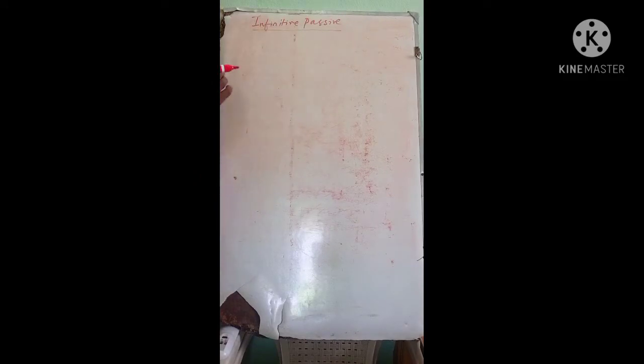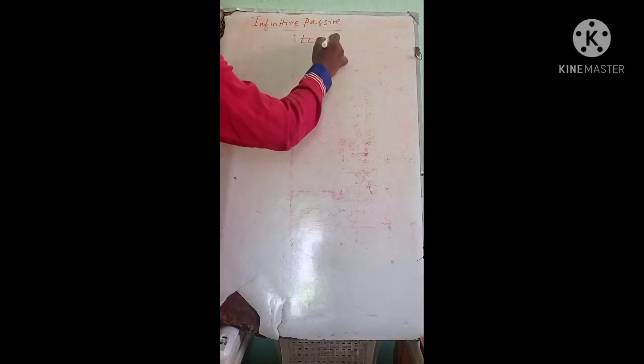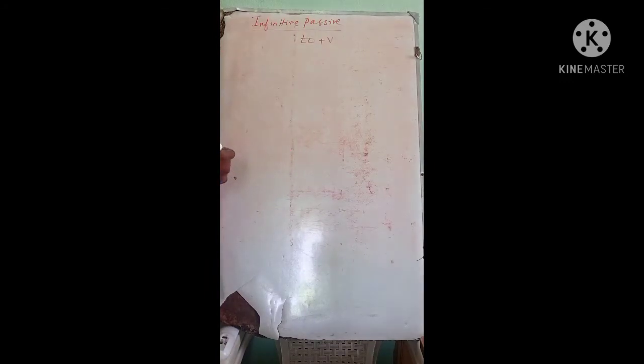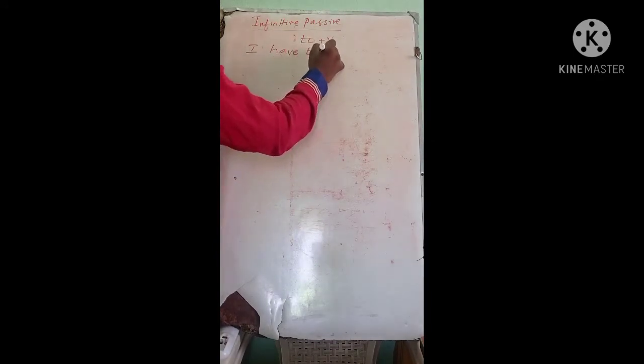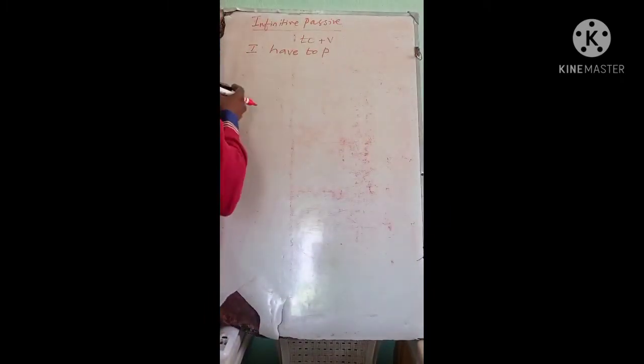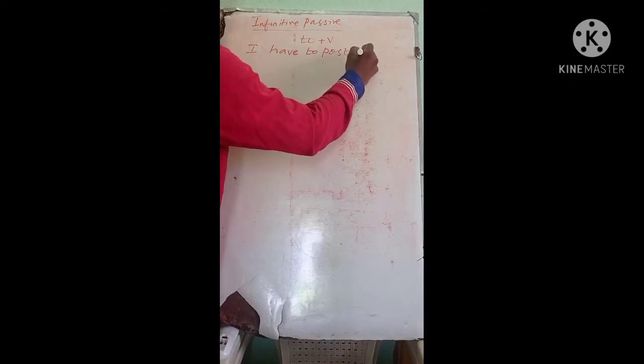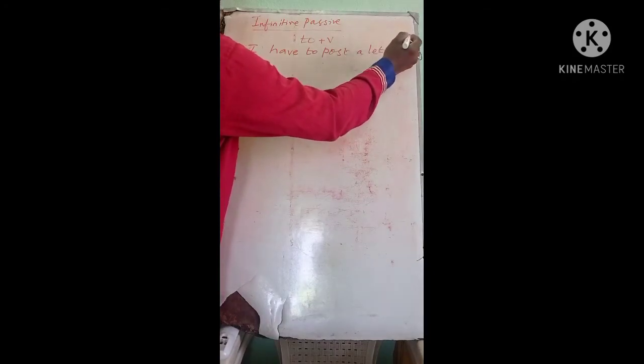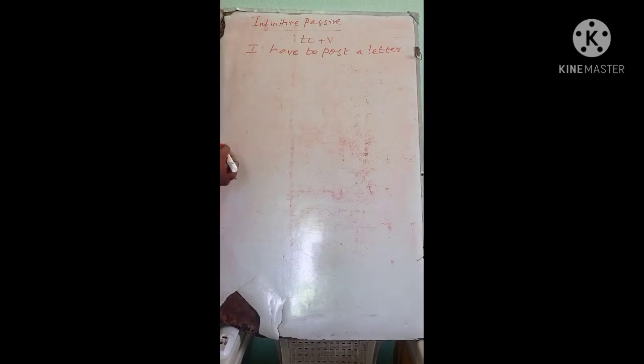What is an infinitive? To plus verb. That is the preposition to plus any verb. This is what an infinitive is. Clear? Very good. So if a sentence has an infinitive, how do we change it? So listen to a sentence. I have to post a letter.